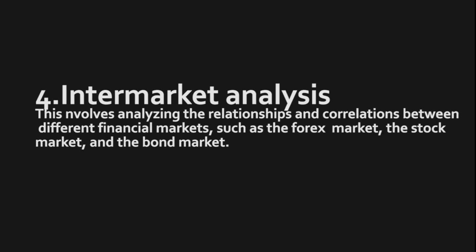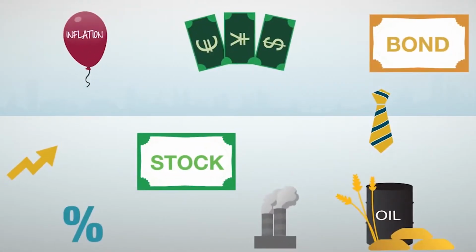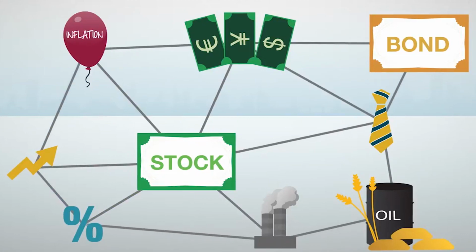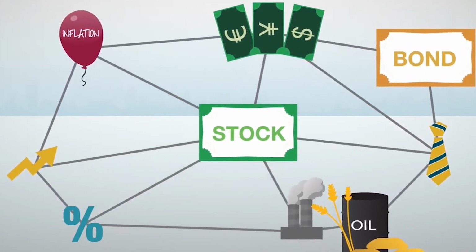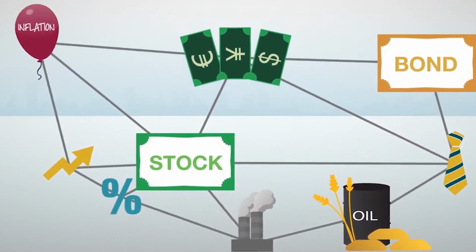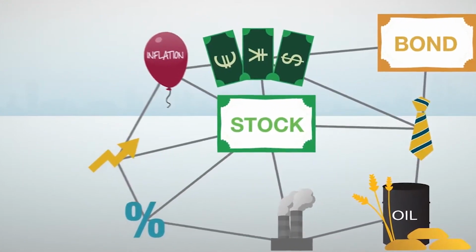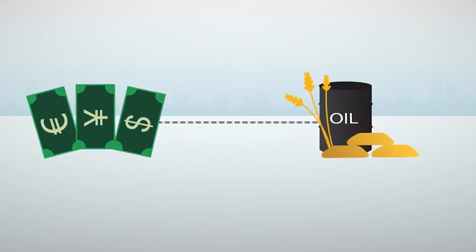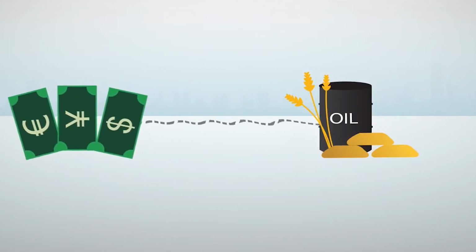4. Intermarket analysis in Forex involves analyzing the relationships and correlations between different financial markets, such as the Forex market, the stock market, and the bond market. This type of analysis can be useful for Forex traders because the values of different financial instruments can be interconnected, and changes in one market can impact the value of instruments in other markets. For example, a trader might use intermarket analysis to look at the relationship between the value of a particular currency and the stock market of the country whose currency it is.